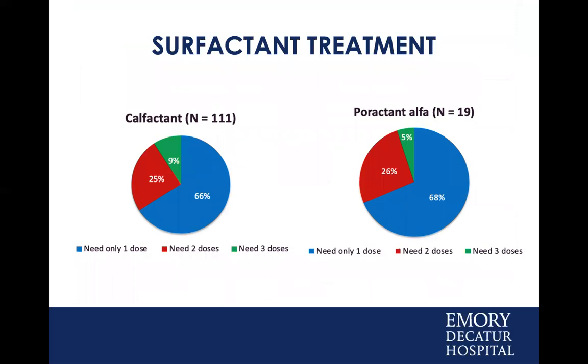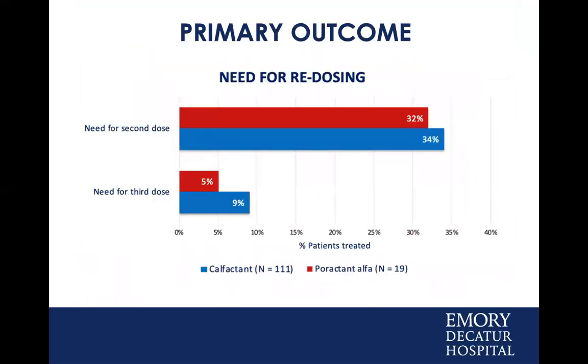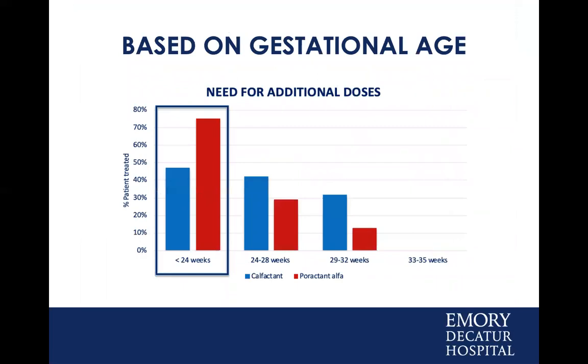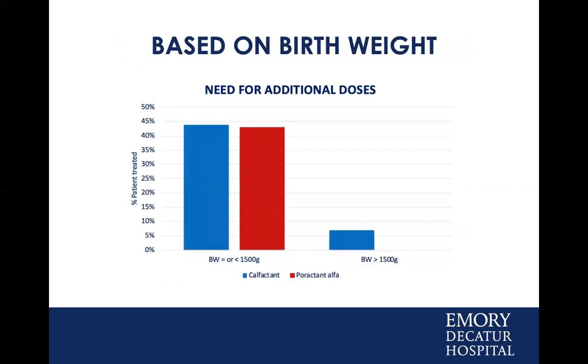We observed that the majority of patients in both groups only needed 1 dose of surfactant treatment. 32% of patients in Poractant alfa group needed a 2nd dose compared to 34% of patients in Calfactant group. 5% of patients in Poractant alfa group needed a 3rd dose compared to 9% of patients in Calfactant group. When stratified by gestational age, more patients in the extremely preterm subgroup treated with Poractant alfa needed additional doses. There was no difference in the percentage of patients needing additional doses between Poractant alfa and Calfactant across the birth weight subgroups.